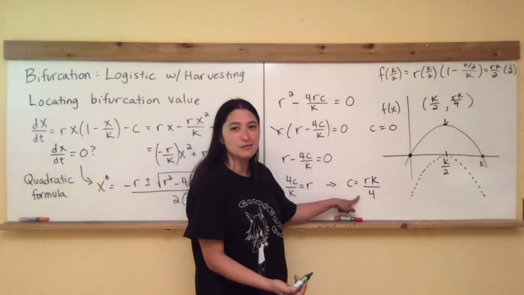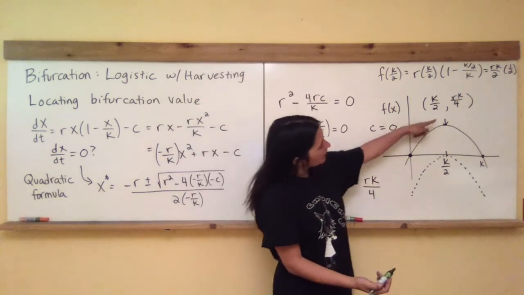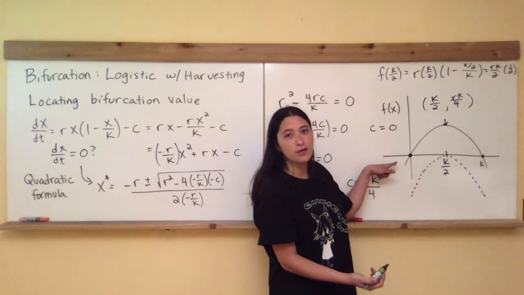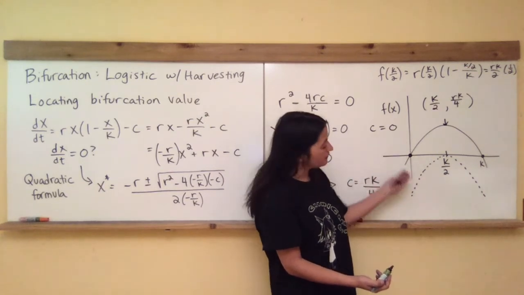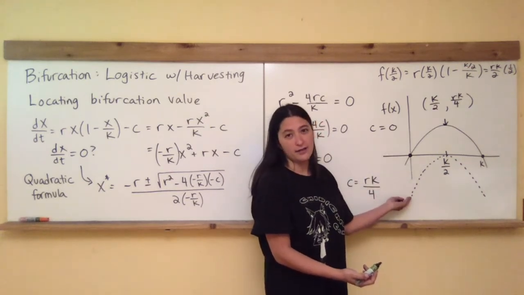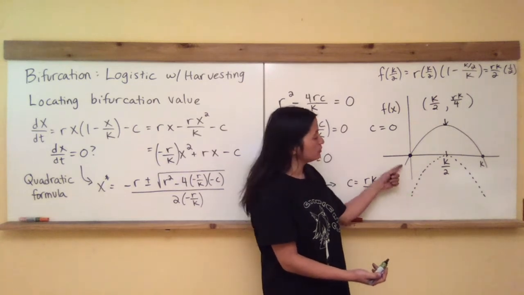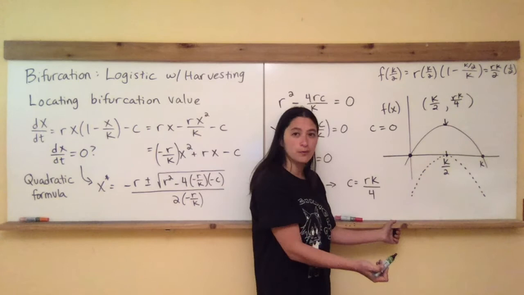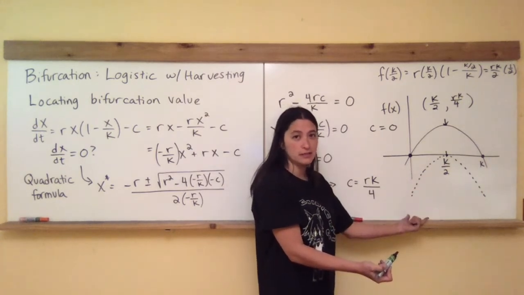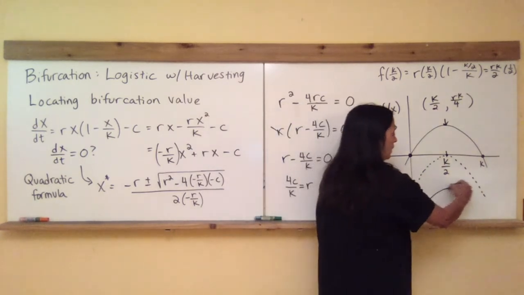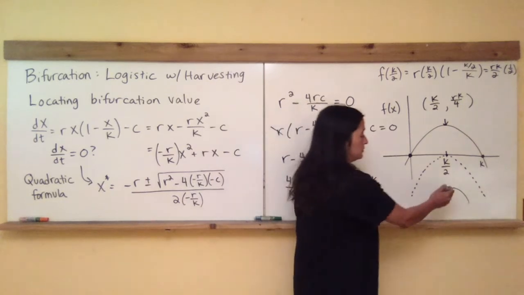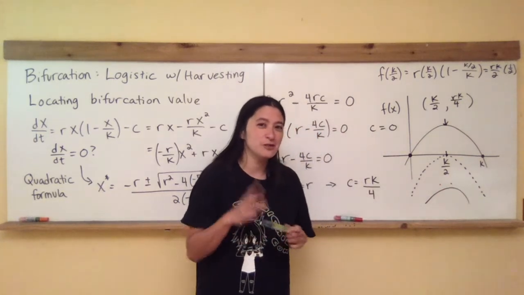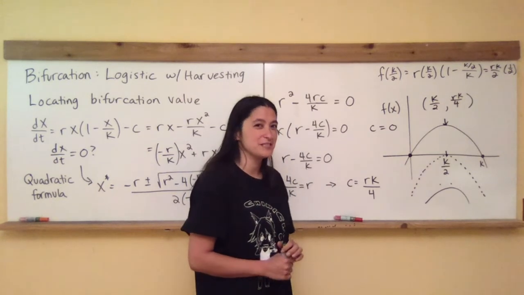This again tells me that if I pulled this black graph down by the amount rk over 4, then I would get the dotted line. And that's the dividing line between having 2 fixed points and then on this dotted line just having 1 fixed point. And if we pulled it down any more than that, then we would have just sadness, no more fish, no more fixed points. So that's 2 different ways that we can find the bifurcation value.